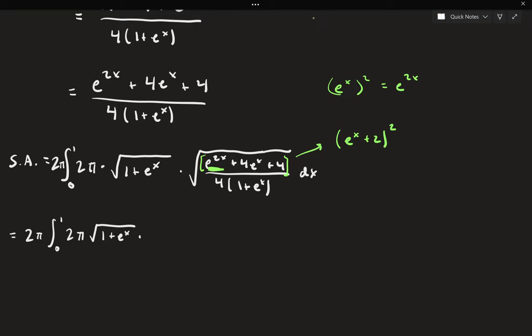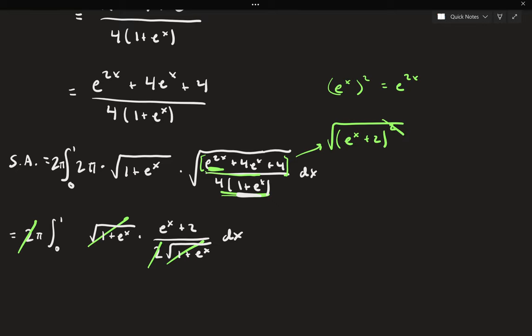When I take the square root of the numerator, this cancels. I get e to the x plus 2. And then I got to take the square root of the denominator. That gives me the square root of 4, which is 2. Easy to forget that. And then the square root of this. And look at that, it all cancels. These two cancel at least. And this, oh, I wrote the 2 pi twice here. Whoops. And now this 2 and 2 cancel.